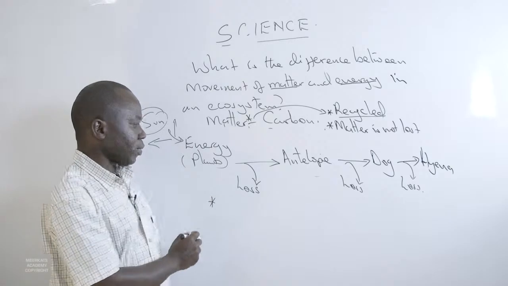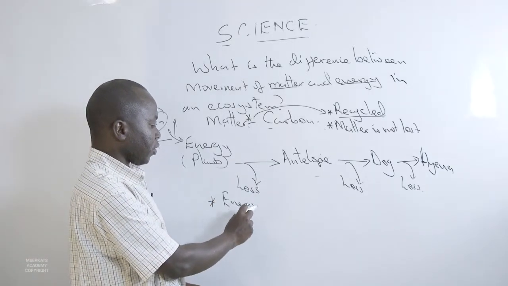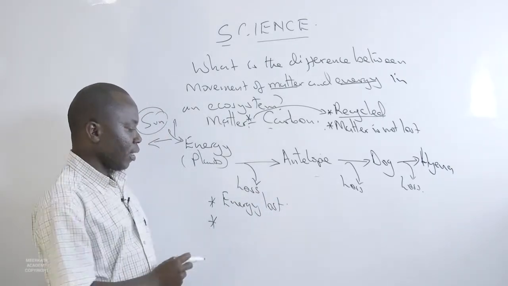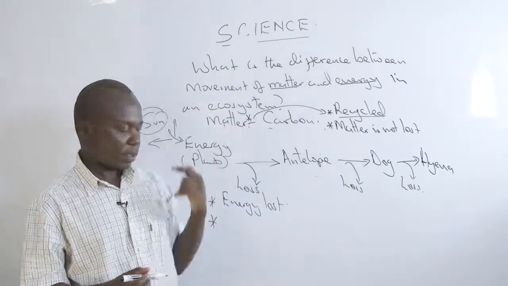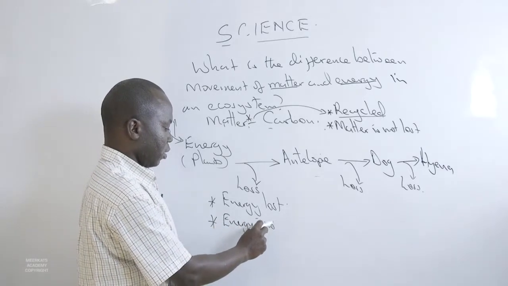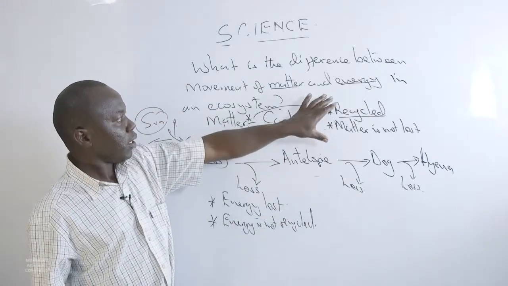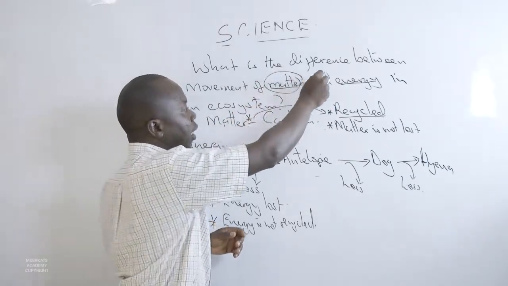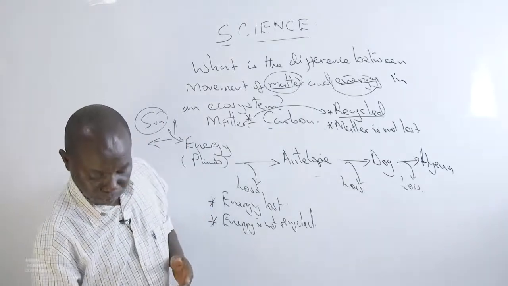So the concept that we must understand is that energy is lost as it flows through the ecosystem. And the other thing is that energy once lost cannot be recycled. Energy is not recycled. So that becomes the difference between the flow of matter and the flow of energy through the ecosystem.